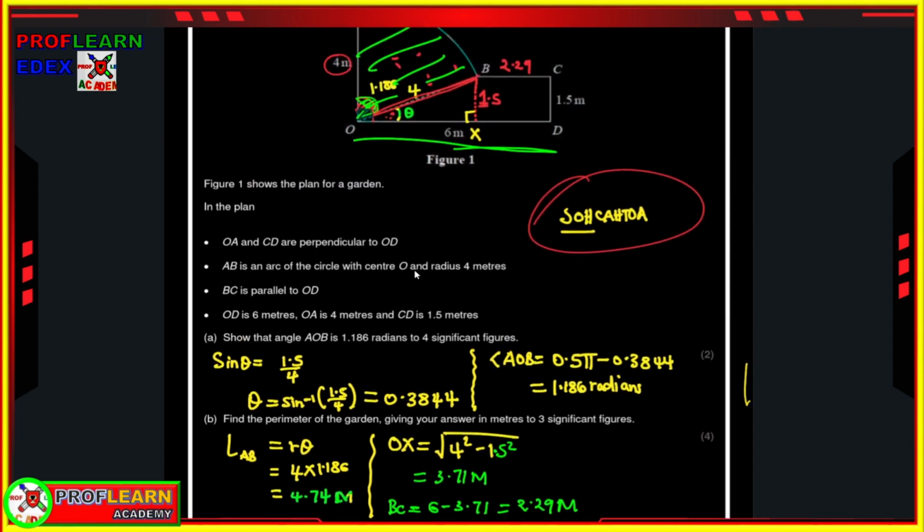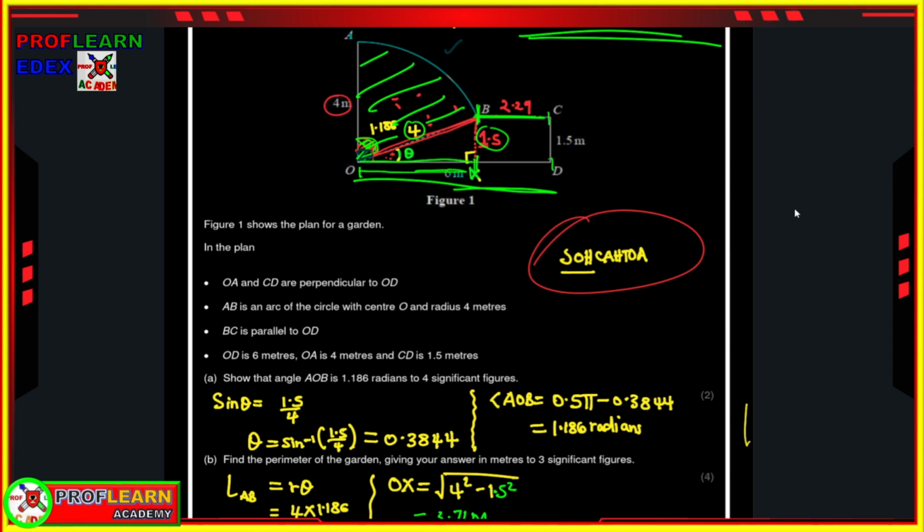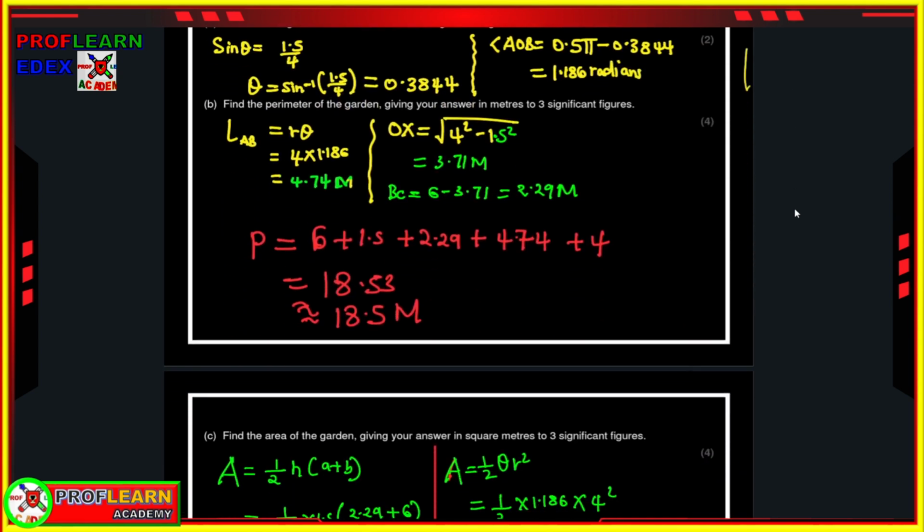How are we going to find OX? I identified OX from here, because we know from this point to D is 6, but we need OX. We can use Pythagoras theorem. This and this one, we get this distance here. Then we take the 6, the entire length, minus the answer we get, to find this section, so that we can include it when we are finding the perimeter. Then we add the 6, then we add the 4, and we get the perimeter being equivalent to 18.5 meters.